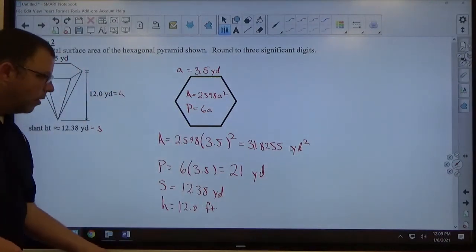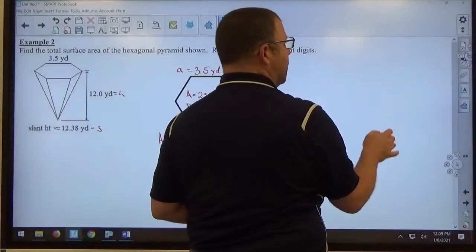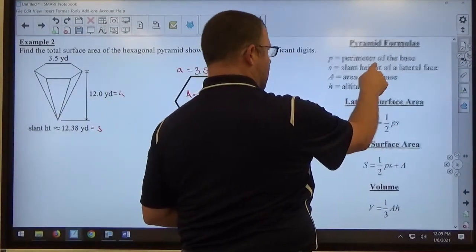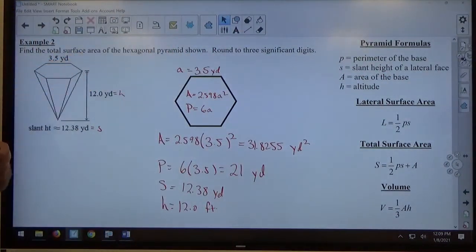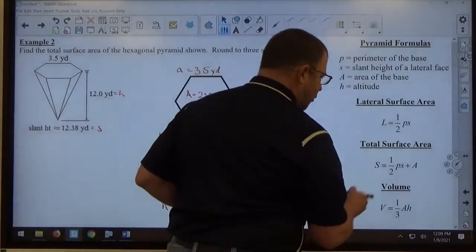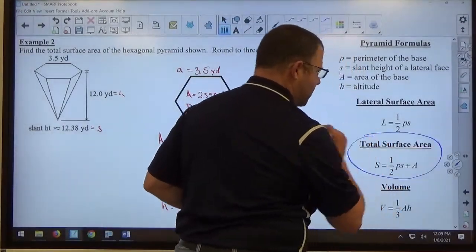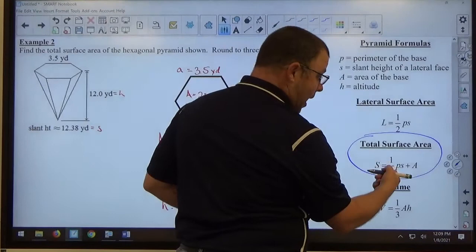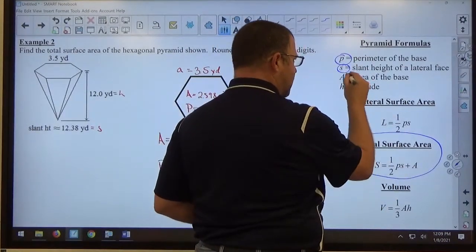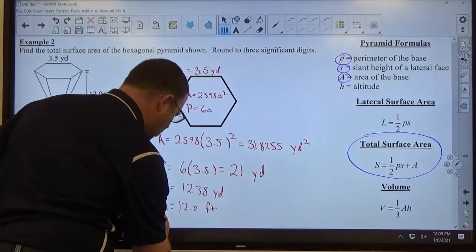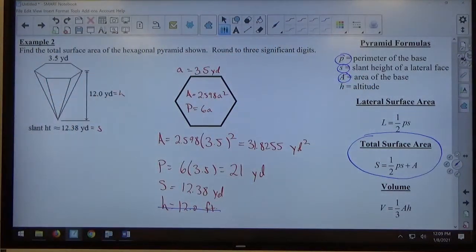Okay. The formulas are still the same. We're still dealing with a pyramid. So I'm looking at my pyramid formulas here. It says find the total surface area of the hexagonal pyramid shown. So, total surface area is this formula. Don't forget the 1/2. I have a perimeter, I need that. I've got slant height, I need that. I've got altitude, I need that. I don't need height, so even though I know what the height is, it's not useful in this problem. Again, you know all 4 things, but only use the ones you need to use.